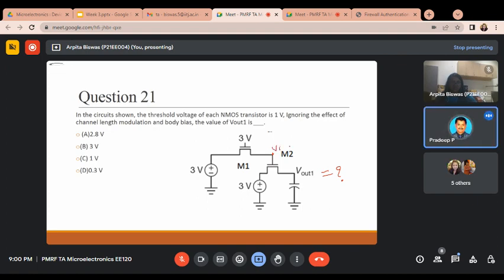2 volts. We are getting 2 volts now. 3 minus 1 because 1 is the threshold voltage, so we are getting 2 volts. So here this 2 volt is applied and 1 is threshold. So here what we will get? 2 minus 1. Option C, madam. 1 volt.